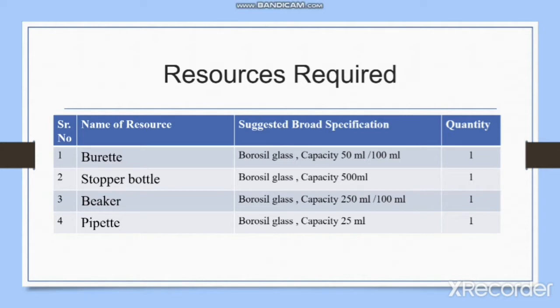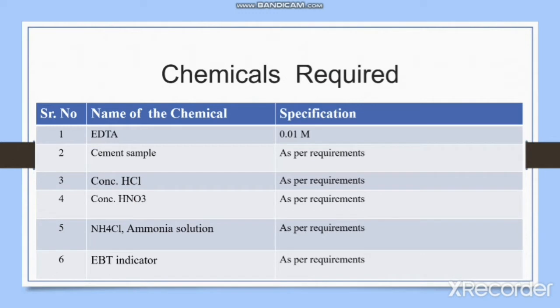Resources required: burette, stopper bottle, beaker, pipette. Chemicals required: EDTA, cement sample, concentrated HCl solution, concentrated nitric acid solution, ammonium chloride, 1:1 ammonia solution, and Eriochrome Black T indicator.